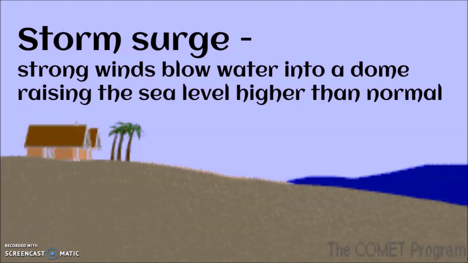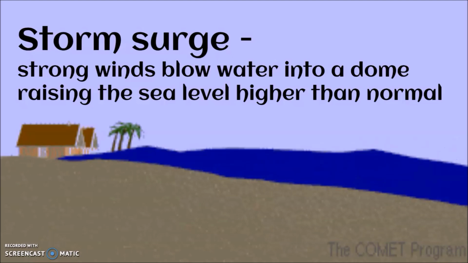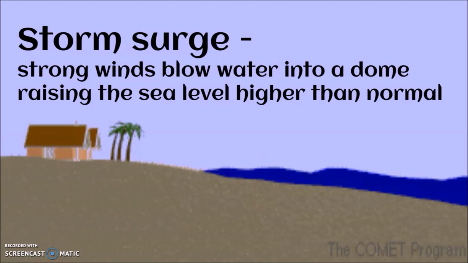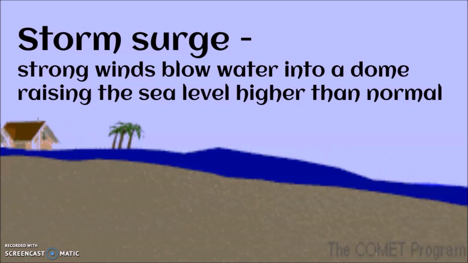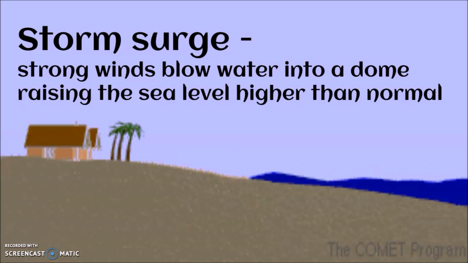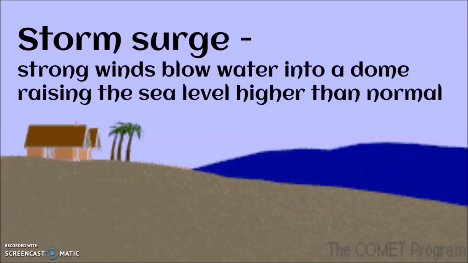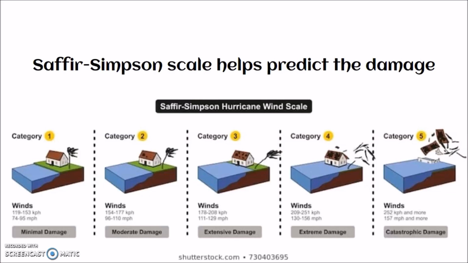Hurricanes will weaken rapidly once they reach land, but they still can cause tremendous amounts of damage along the coast and on the land. A storm surge is when strong winds blow water in a dome shape, raising the sea levels higher than normal. Meteorologists rate a hurricane's strength using the Saffir-Simpson scale, which helps us predict the damage that will occur based on the wind speed that the hurricane currently is.